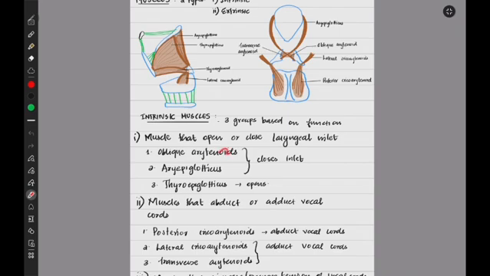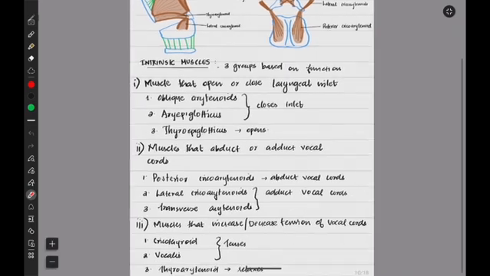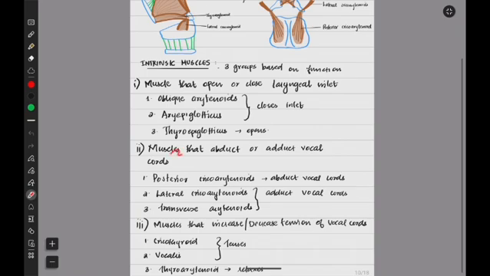ഇതിനകത്ത് oblique arytenoids and aryepiglotticus ഉണ്ട്. Aryepiglotticus, these close the inlet. അതിൻ്റെ action closes the laryngeal inlet. And the thyroepiglotticus, this is the thyroepiglotticus, it opens the laryngeal inlet. Then the next function is the muscles that abduct or adduct the vocal cords.